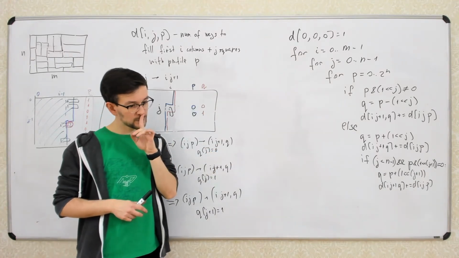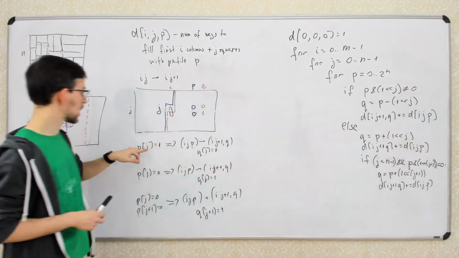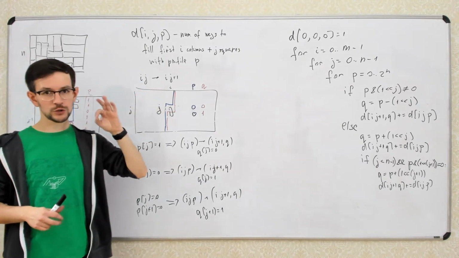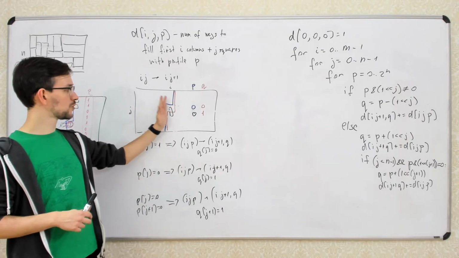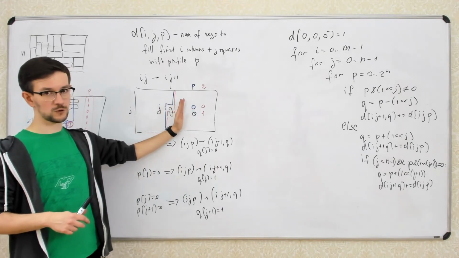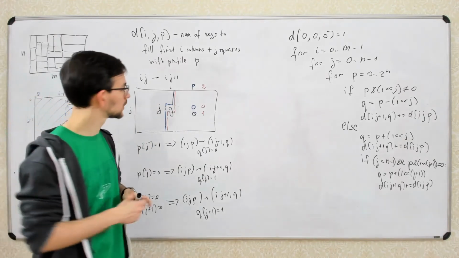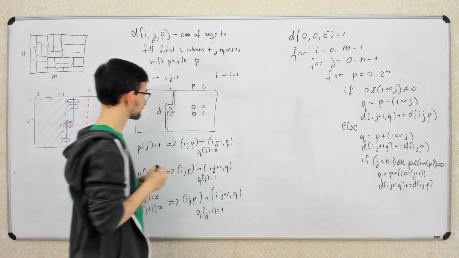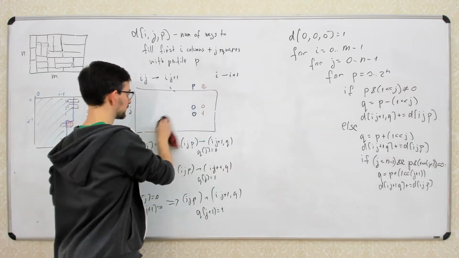Here we make transitions from i, j to i, j plus 1, but we also need to make transitions to i plus 1. We need to somehow move from this column to the next column. And these transitions are pretty simple. So we need transitions from i to i plus 1. How to make a transition to the next column?